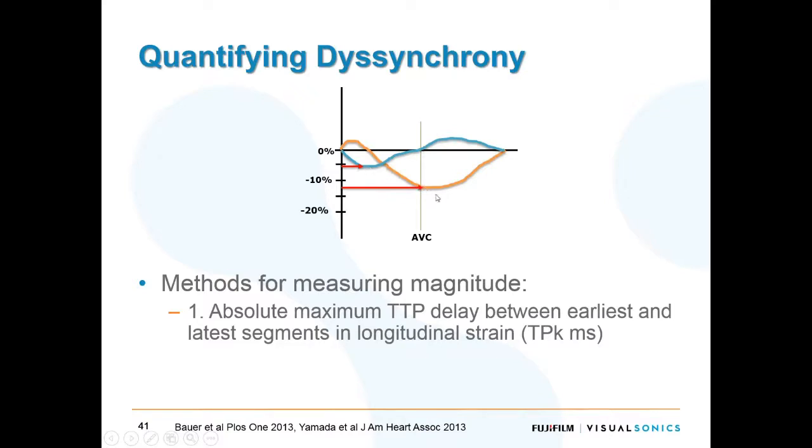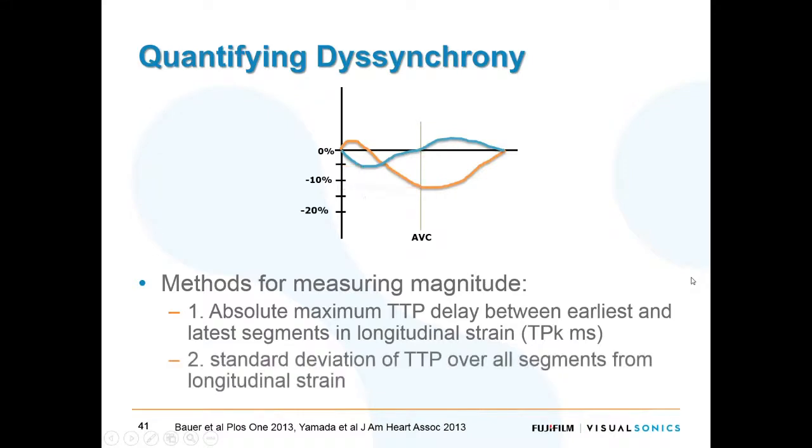And so you can get these values from your TTP, or your time to peak strain values that you get in that panel on the software. Another way of measuring dyssynchrony is to look at the standard deviation of the time to peak over all the segments. So essentially what you're looking at here is, how spread out are these segments? Are they all peaking at the aortic valve closure, or are they very different from each other? And if you just look at the standard deviation of that time to peak, that'll give you an idea of the spread of your data.